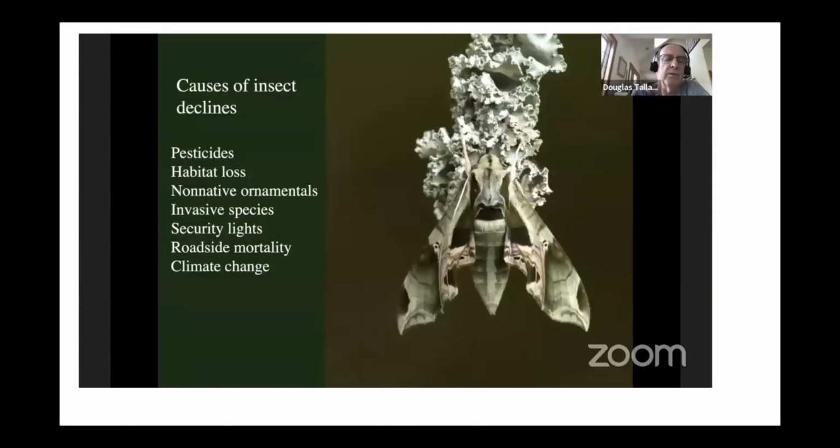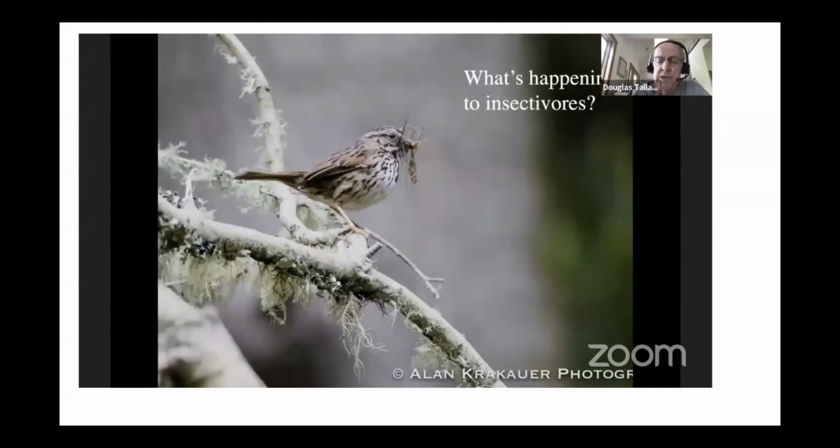Causes of insect declines include misuse and overuse of pesticides, that omnipresent habitat loss, certainly the profligate use of non-native ornamentals that do not support our insects because they haven't had the ability to evolve those adaptations to the non-native ornamentals. Invasive species, so many of our ornamentals have escaped, and now they're the primary invasive species in our countryside. Security lights, roadside mortality, climate change. There is some good news here, and that is if I move climate change out of there, the first 6 causes of insect declines are easily reversed, and they're easily reversed by individuals. So there is hope.